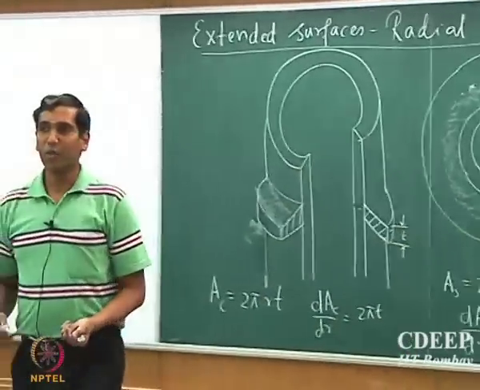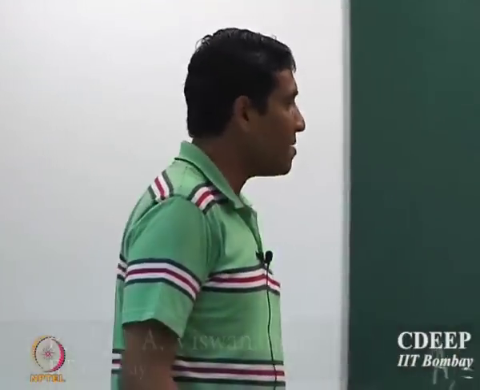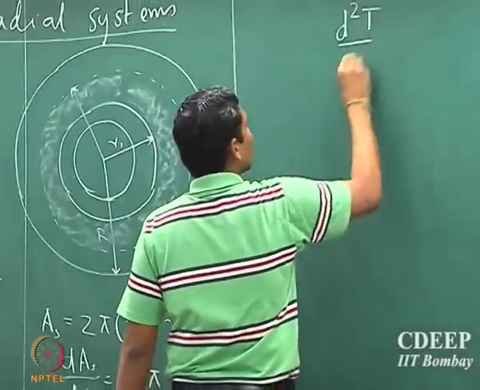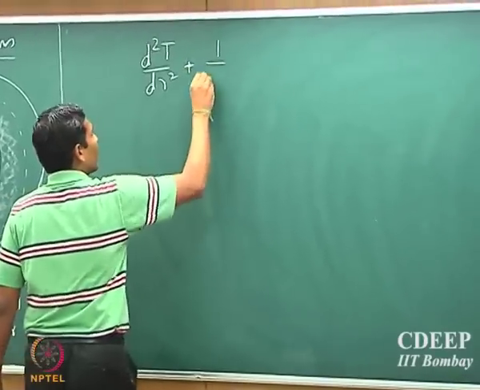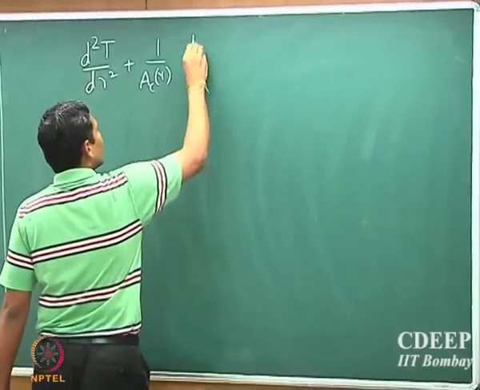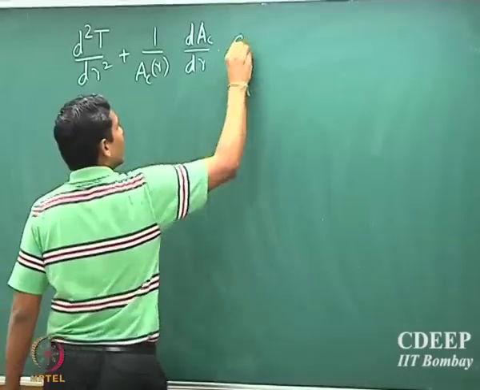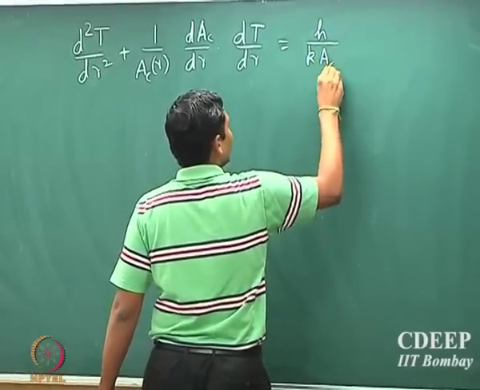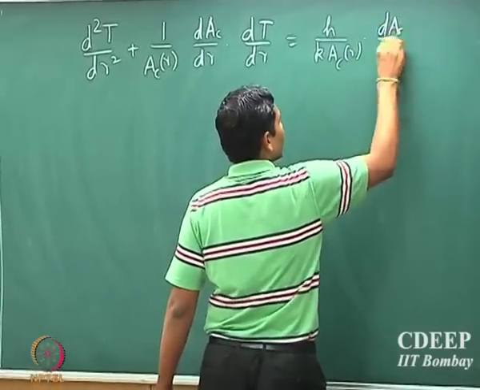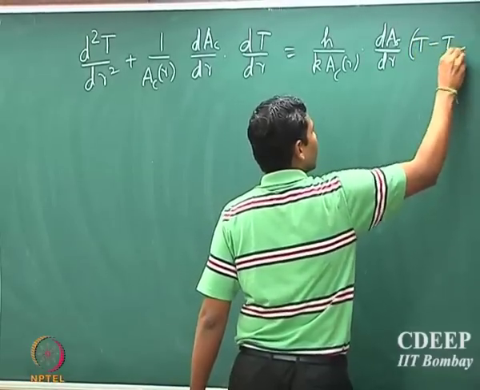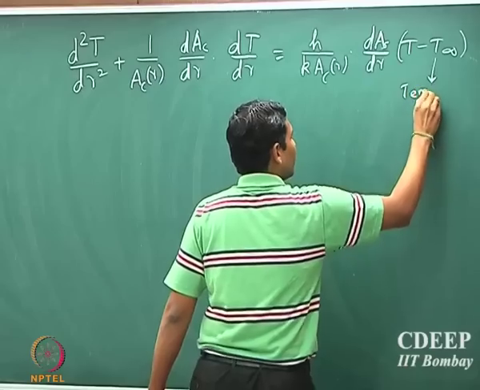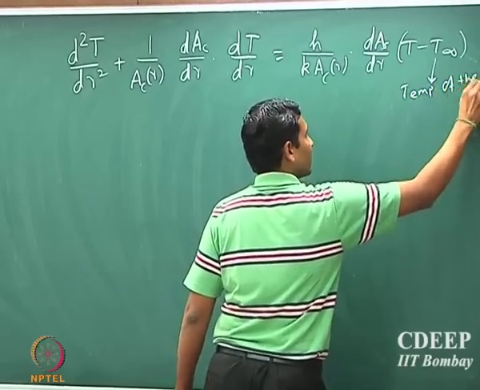Once we know these areas, we know the general model equation for such a fin, so we should be able to plug these in and find the model. What is the general model? d squared T by dr squared plus 1 by Ac, which is a function of position, into dAc by dr into dT by dr, equal to h by k Ac into dAs by dr into (T minus T infinity), where T infinity is the temperature of the surrounding fluid.